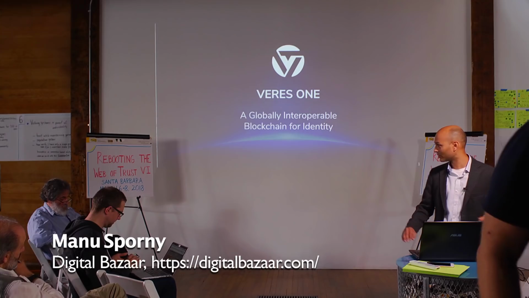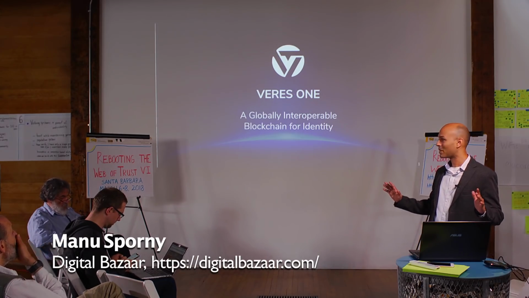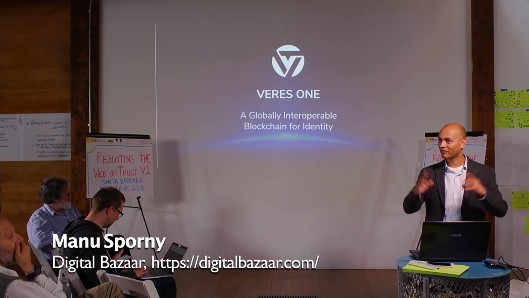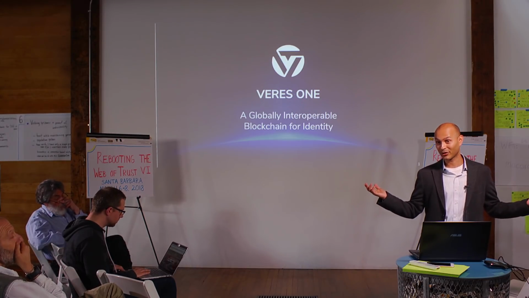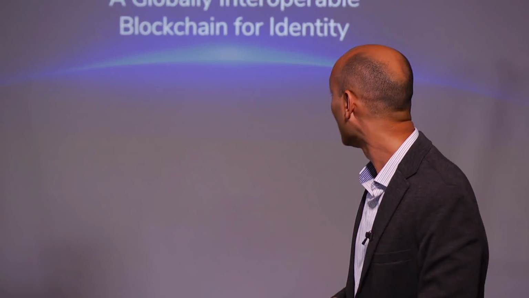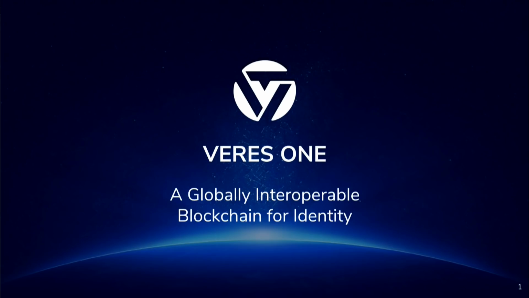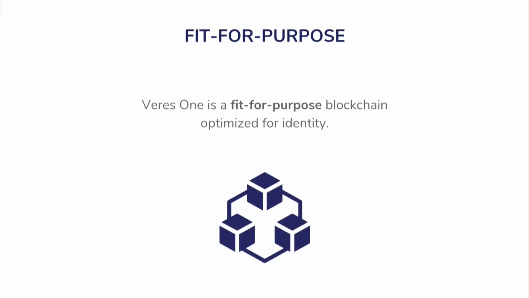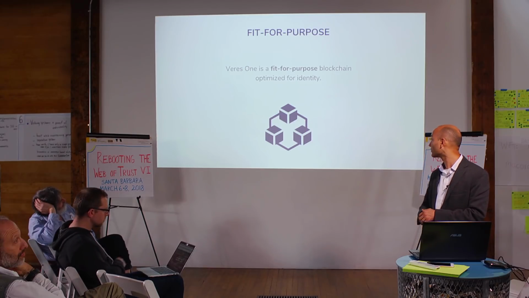All right, so this is mostly a demo about kind of showing everyone in the room that the specs that we're creating here are actually implementable, right? So this is a demo of the VERIS-1 blockchain. It's a fit-for-purpose DID blockchain. It is the world's first public, permissionless, fit-for-purpose DID blockchain, right?